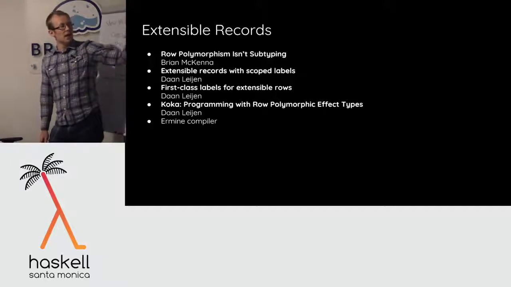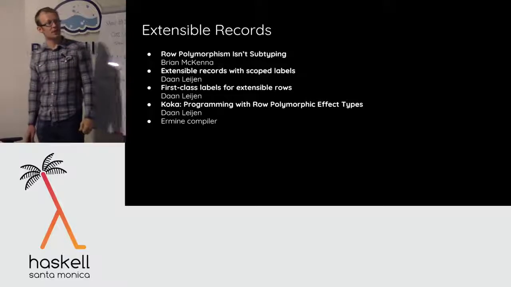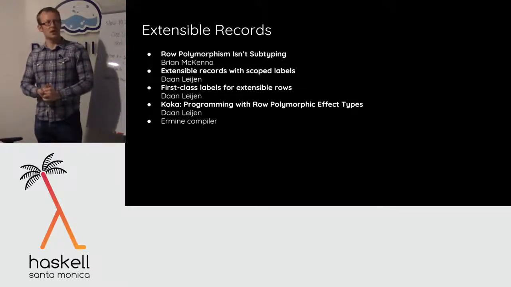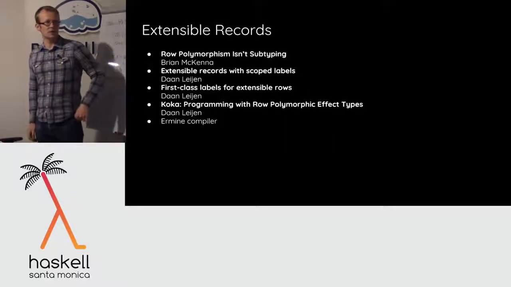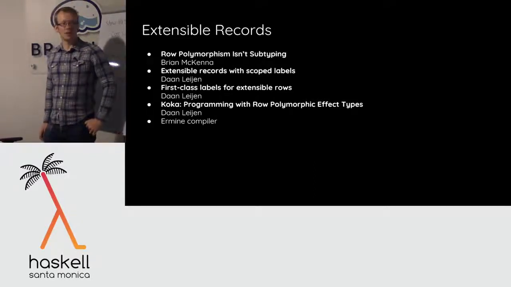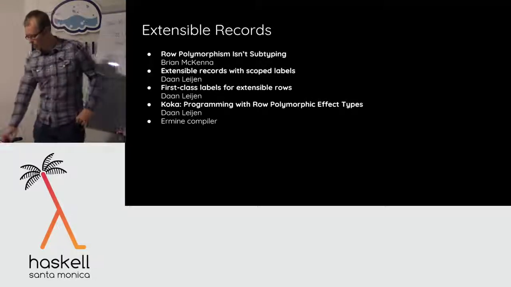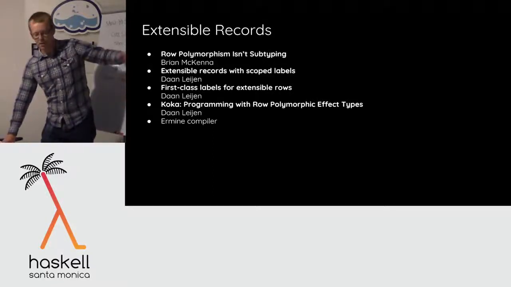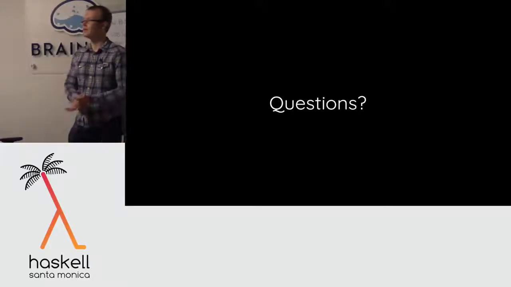And then Daan Leijen, I think is how you pronounce his name, not sure, from Microsoft Research has a bunch of interesting papers on extensible records with other interesting things like scoped labels and first class labels, and he also wrote the Koka programming language, which also has row polymorphic effect types, just like PureScript, but with different elaboration. And the Ermine compiler is also a great resource for row polymorphism. So that's it. Yeah, questions?